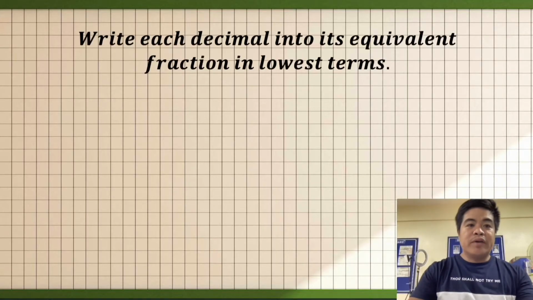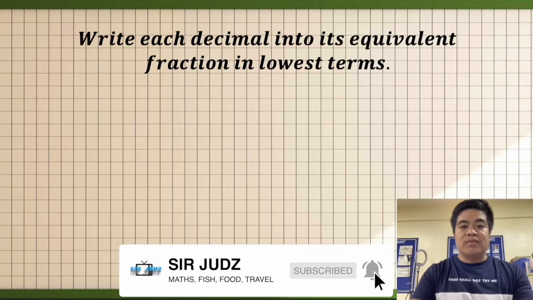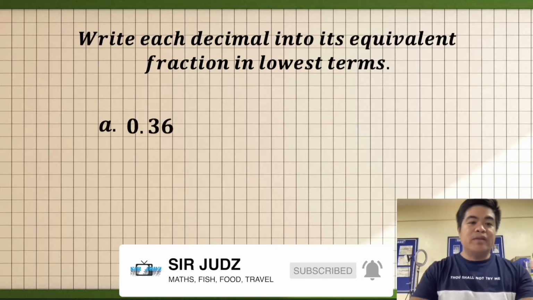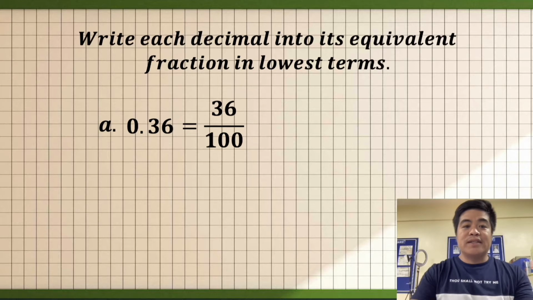So for example, you're going to write each decimal into its equivalent fraction in lowest terms. So example, you have 0.36. Since that's 36 hundredths, kung babasahin natin, we can rewrite that as the fraction 36 over 100, and then write that in lowest terms. Divide the numerator and denominator by 4, so you have 9 over 25.